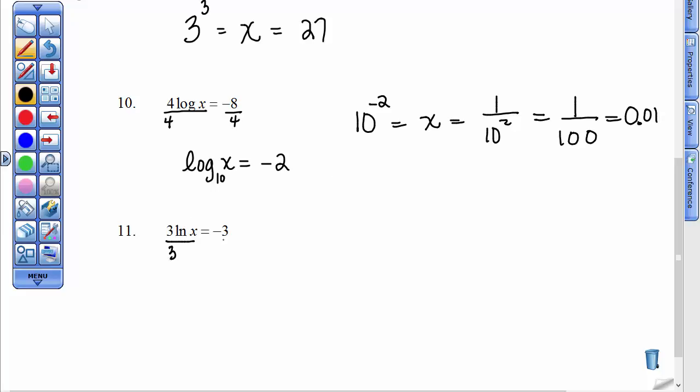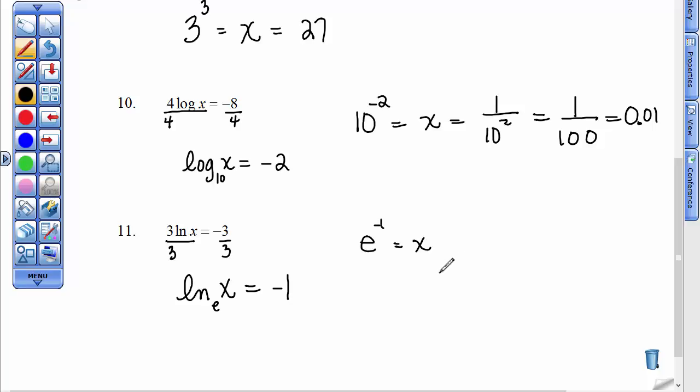Again, divide by 3. Much easier. Then you have the natural log of x equals a -1. When you have an ln, that means the base is e. So we have e to the -1 is equal to your answer for x.